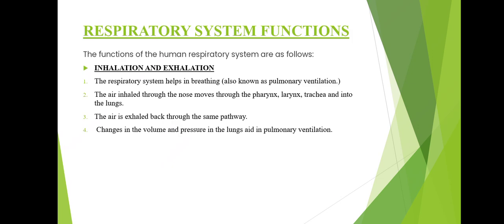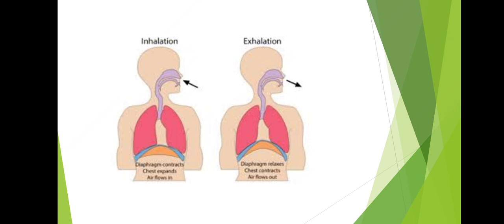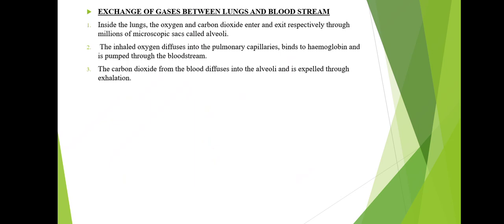Next, we can look into the important functions of the respiratory system. Inhalation and exhalation. The respiratory system helps in breathing, also known as pulmonary ventilation. The air inhaled through the nose moves through the pharynx, larynx, trachea, and into the lungs. The air is exhaled back through the same pathway. Changes in the volume and pressure in the lungs aid in pulmonary ventilation. Exchange of gases between lungs and bloodstream.